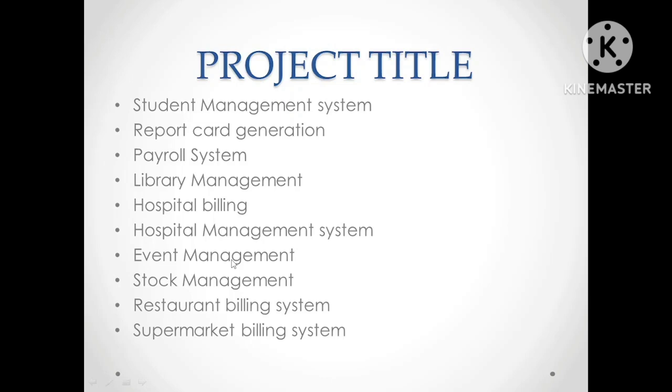These are some commonly used things, because when you want to do a project, first you should have good information about the working of the system. Generally, you children know what a restaurant bill will look like, what a supermarket bill is, how it looks like, and a hospital bill, library management, the student report card generation. These are things that you are very well informed about. So you can easily choose topics like that.